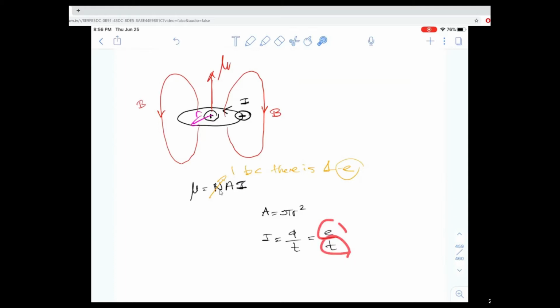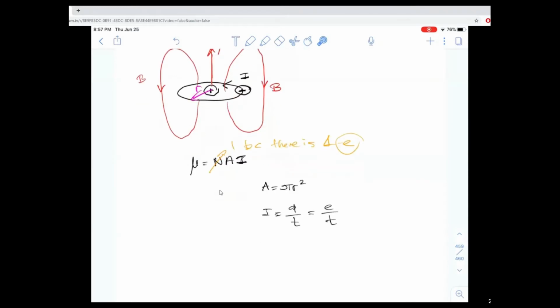We've got nice little expressions. Guys, what is t? The current is the net charge per second, right? What do you think t is going to be in this case? I would say t is going to be the time for it to actually complete one single loop. So you kind of have to make that connection. The current in this case is how fast the charge goes around the single loop.